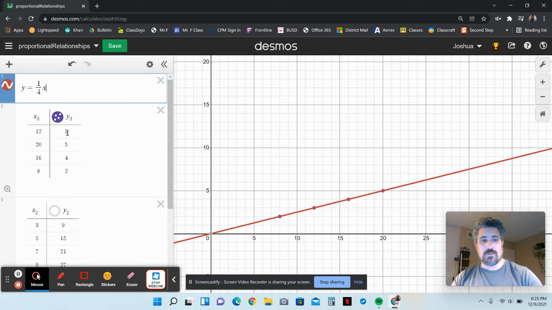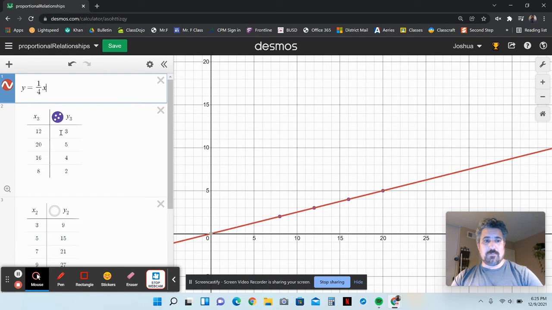12 times 1/4 is 3. 20 times 1/4 is 5. 16 times 1/4 is 4. And 8 times 1/4 is 2, right? If there's some constant you can multiply the input by, the x value by, to always get the output, the y value, then you have a proportional relationship. And if you graph it, it will look like a straight line that goes through the origin. That's what every proportional relationship looks like.